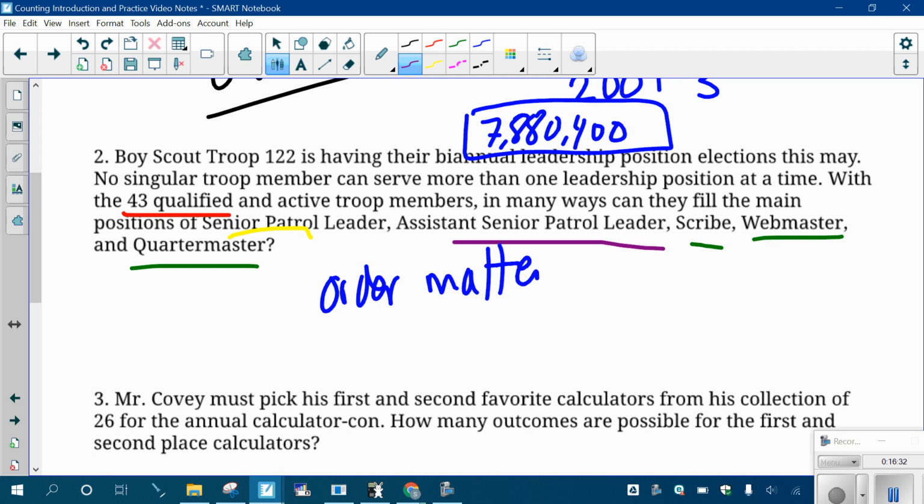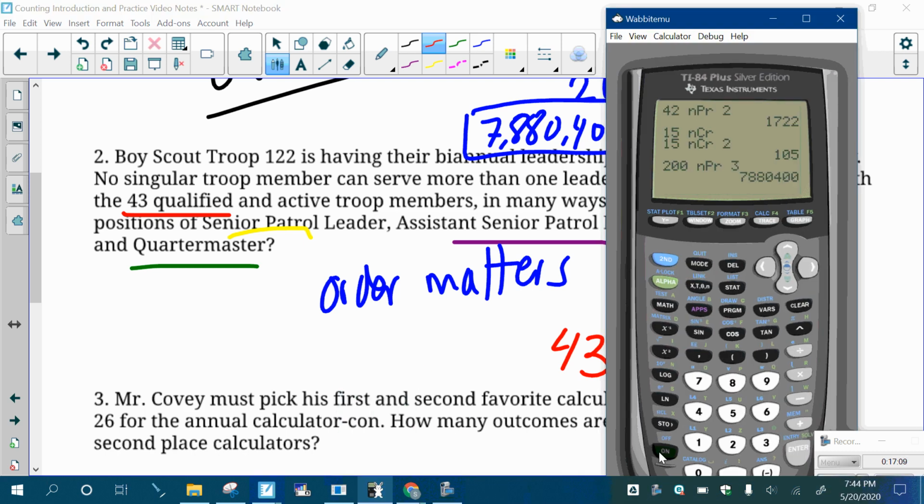So you'd have to say one possibility would be Sophie senior patrol leader, Grace assistant senior patrol leader, Cam. But if it was Grace senior patrol leader and Sophie assistant, that would be a different possibility. Because those positions are different, the order that you pick the people in matters, because you'd be assigning them different positions. So because the order matters, we need to use a permutation. We have 43 people, and from that, we're choosing people to fill 5 positions. Again, we're using a P because the order matters.